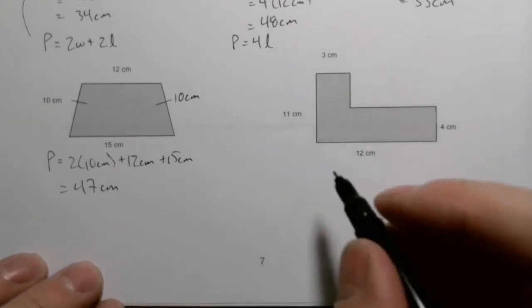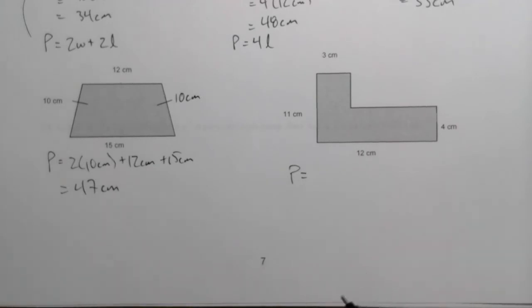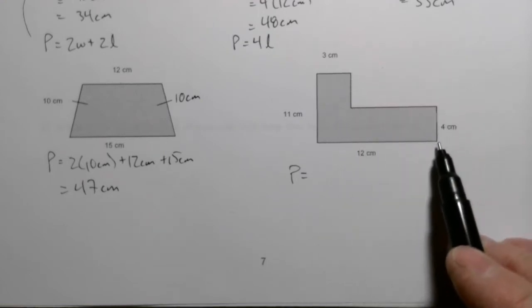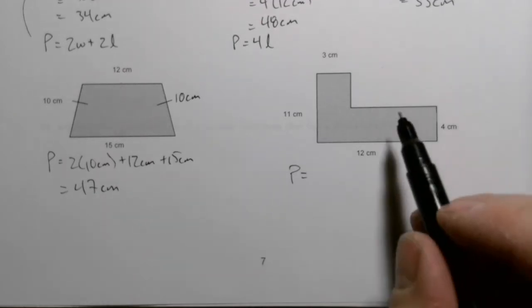Now, over here, perimeter for this L shape here. Okay, well, now I'm going to do this in one particular way here. And then I'm going to back up and do this in another way, just to show you what you could do here. But what I want you to understand here is the distance around this, I can get an equivalent distance around it by changing the shape a little bit.